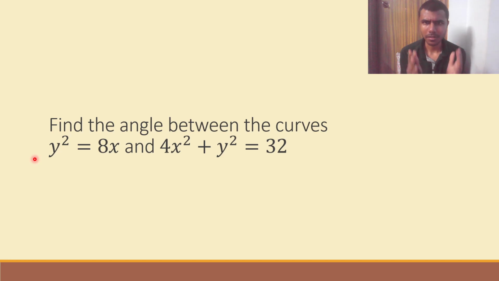Now let us see how to solve this given question. Here we need to find out the angle between these two curves. Now see, angle between the curves is nothing but angle between the tangents. Once again, angle between the curves is angle between the tangents. Now where will we find out this angle? We will find out the angle at the points of intersection. So to find out the angle between the curves, first we need to find out the points of intersection for these two curves. Okay, let's get started.